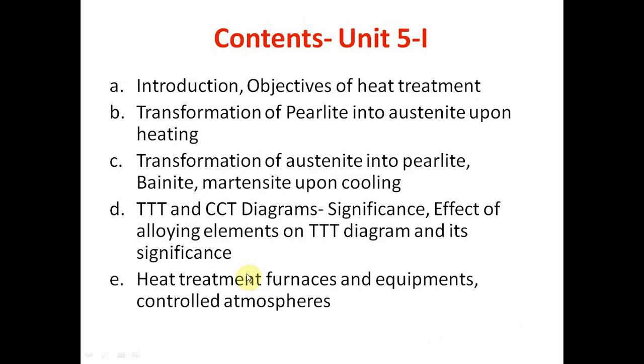Then we are going to study the time temperature transformation curve and the CCT diagram, that is the continuous cooling transformation diagram, and its significance. Then what is the effect of alloying elements on the time temperature transformation curve and its significance. Then different heat treatment furnaces and different kinds of equipment used in carrying out heat treatment process. Then what is the function of controlling the atmosphere inside the heat treatment chamber, that we are going to study here.